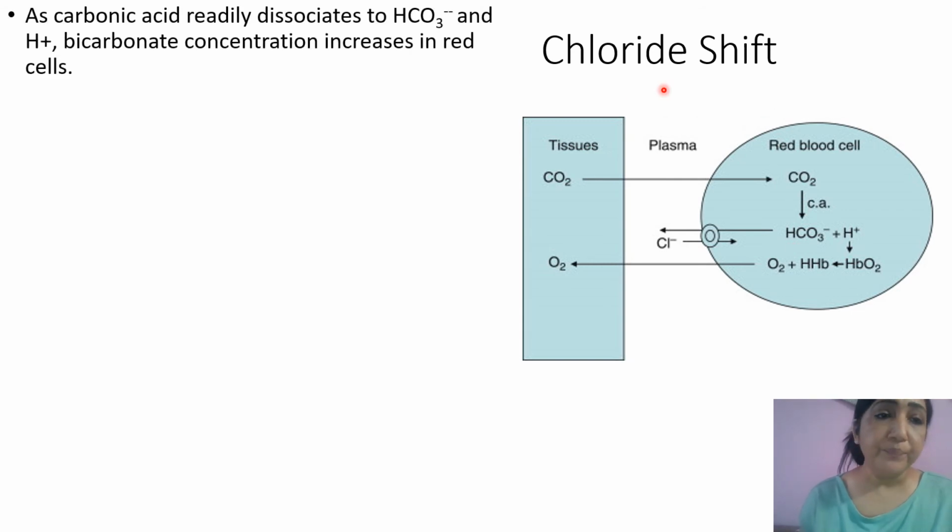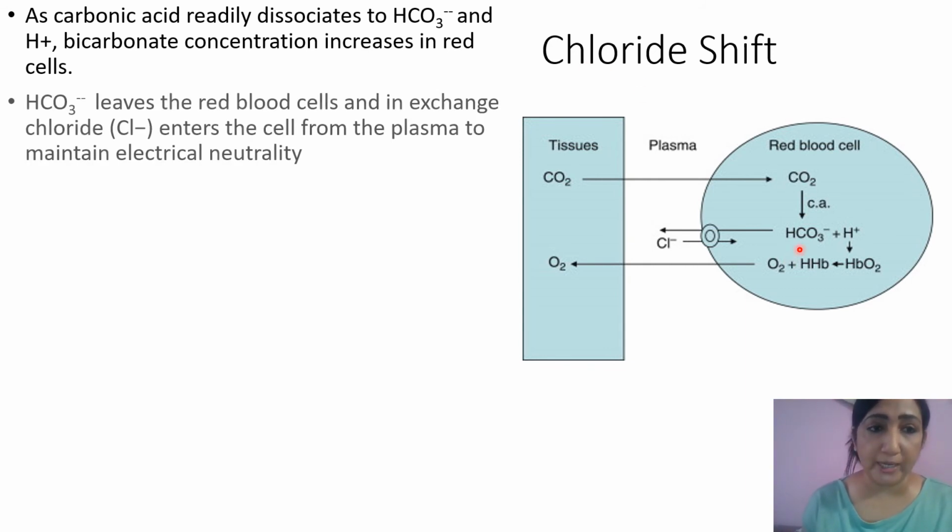Now what is happening? As the carbonic acid readily dissociates into bicarbonate and hydrogen ion, the bicarbonate concentration increases inside the red blood cell. When the bicarbonate leaves the red blood cell, in exchange chloride enters the cell from the plasma and maintains electrical neutrality.